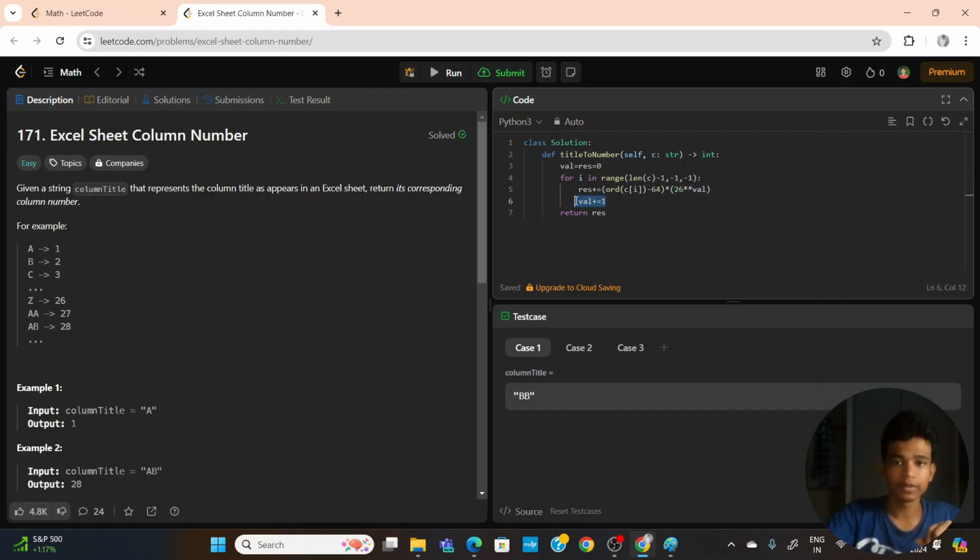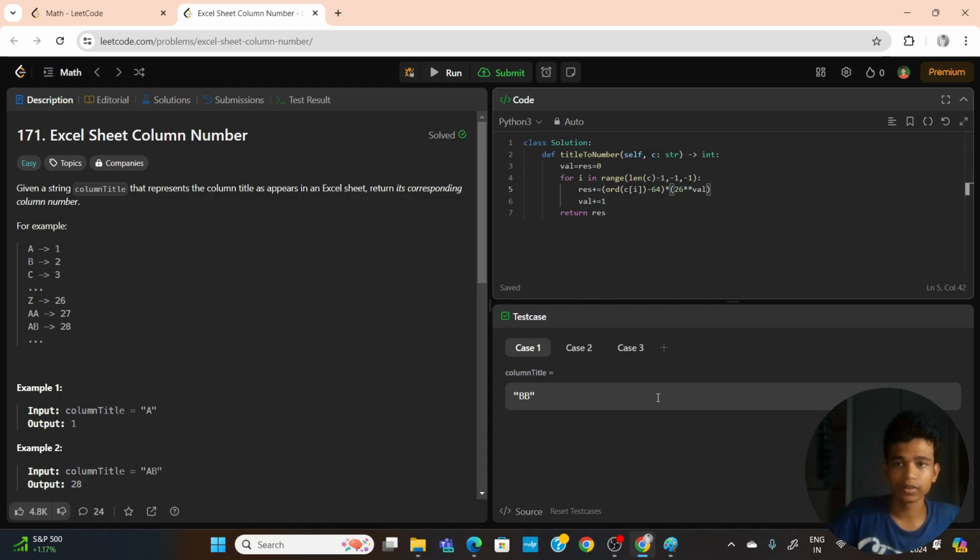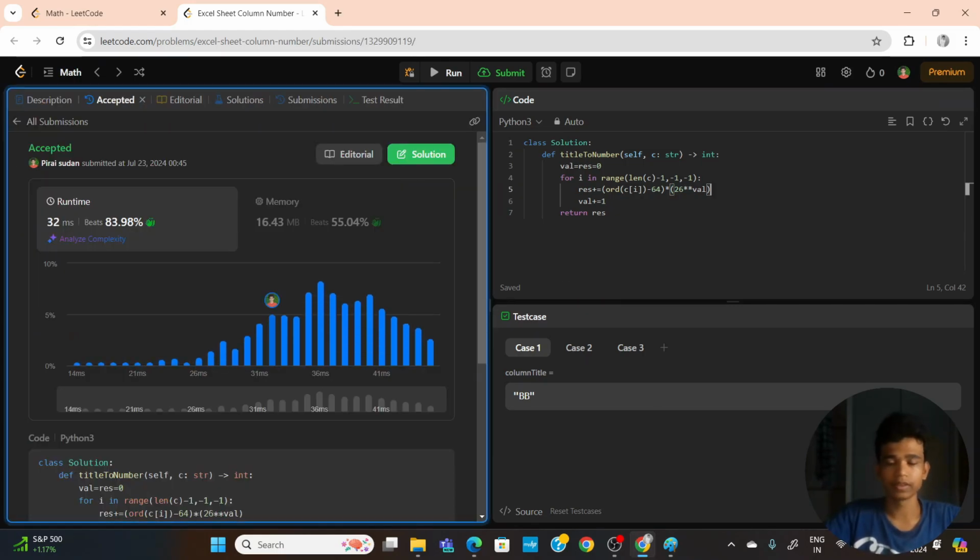Why? First of all, the val will be 0 such that it will be multiplied by 1. Then it will be 26, then 26 squared. 26 power 0, 26 power 1, 26 power 2. That's what we have seen here, right? See here, if I have 4 characters, here I will multiply with 1, here I will multiply with 26, here with 26 square, here with 26 cube, again 26 power 4, like that. That's why I used power. Now val plus equal to 1 and I will return the result. Yes, it is submitted successfully.